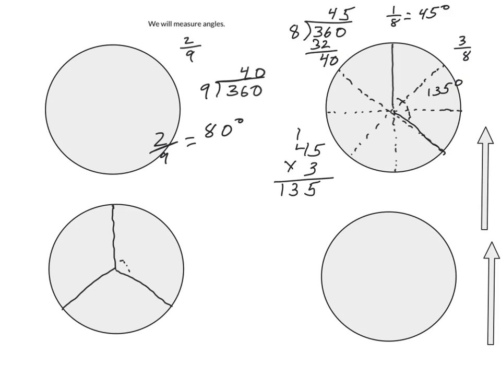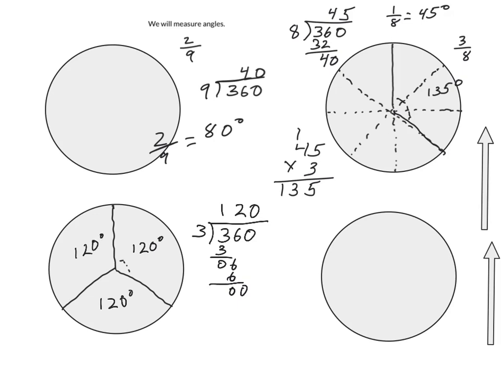Now let's take a look and see what 1/3 of our circle is. So 360 divided by 3. 3 goes into 3 one time. Bring down the 6. 3 goes into 6 2 times. 2 times 3 is 6. And 3 goes into 0 0 times. So it'd be 120 degrees. And this would be 120 degrees. And this would be 120 degrees, which equals 360 degrees.